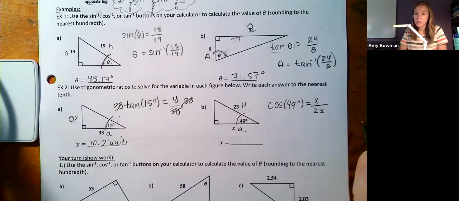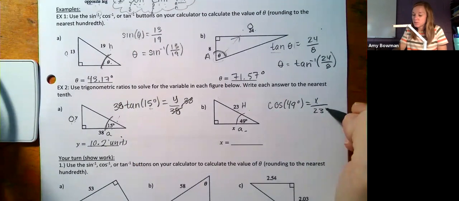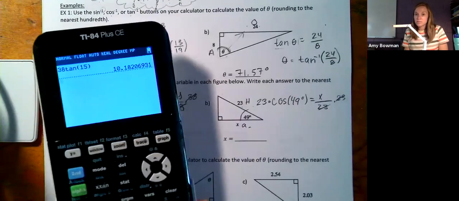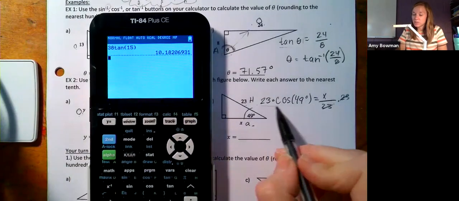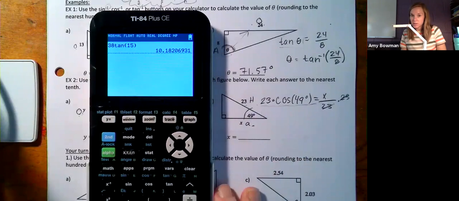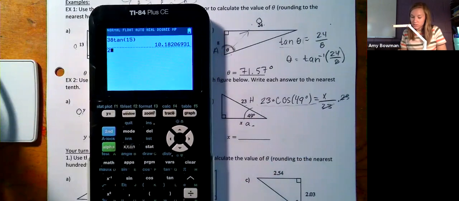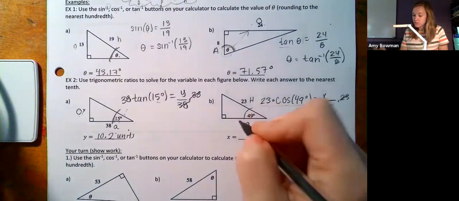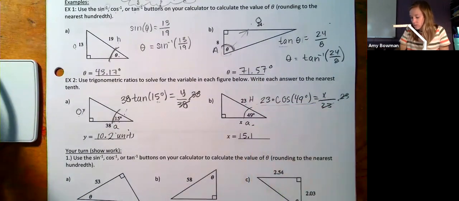To solve for x, which is currently being divided by 23, I would undo that by multiplying both sides by 23. So now I have x equals 23 times the cosine of 49 degrees. I would just type in 23 times the cosine of 49, and I get 15.1. So that's the side length of x.